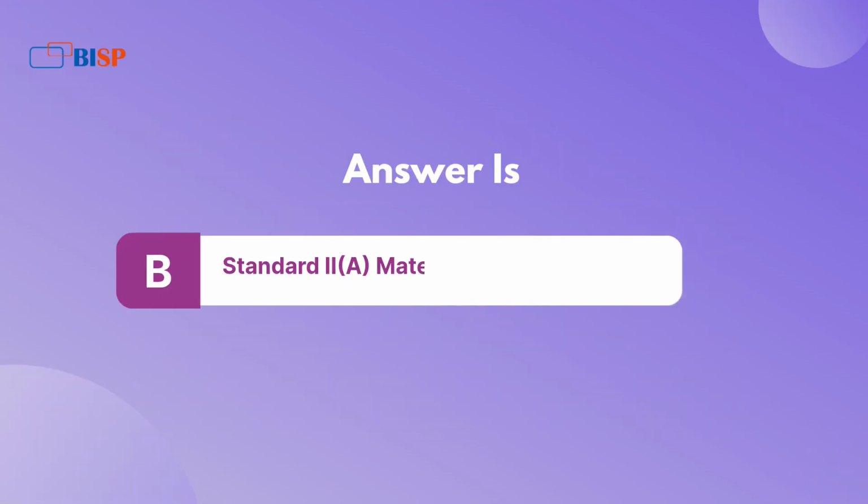Answer is B. Standard II.A. Material non-public information.